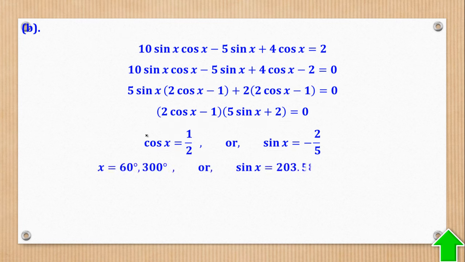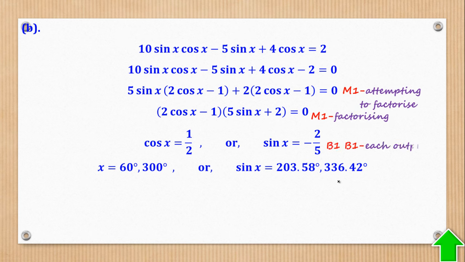Then you can get the corresponding values of x. So for this, we have this and that. For this, we have this and that. So that's what they wanted.